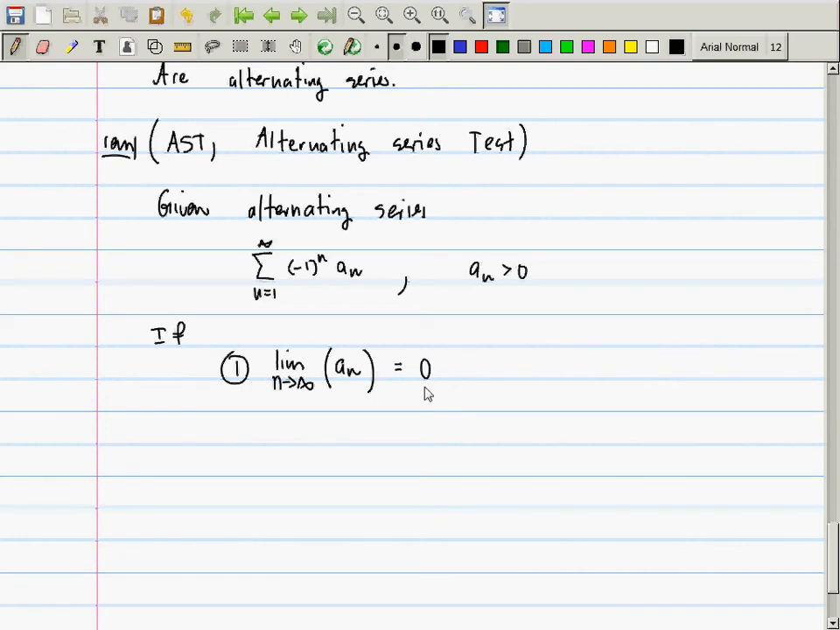So if the limit of the sequence part is zero, and a_n is monotone decreasing, which is to say, algebraically, that a_(n+1) is less than or equal to a_n, then the series converges.